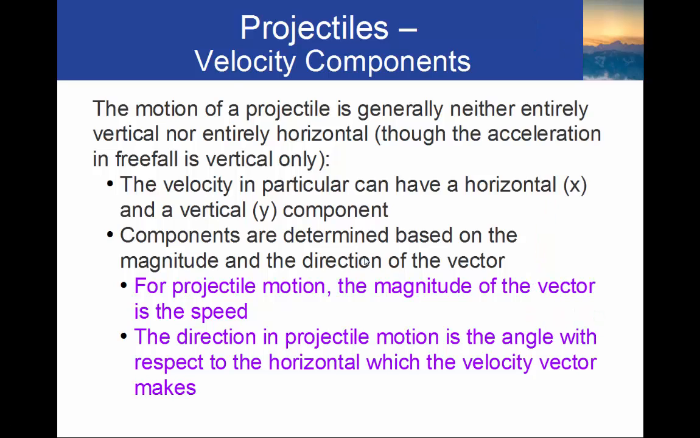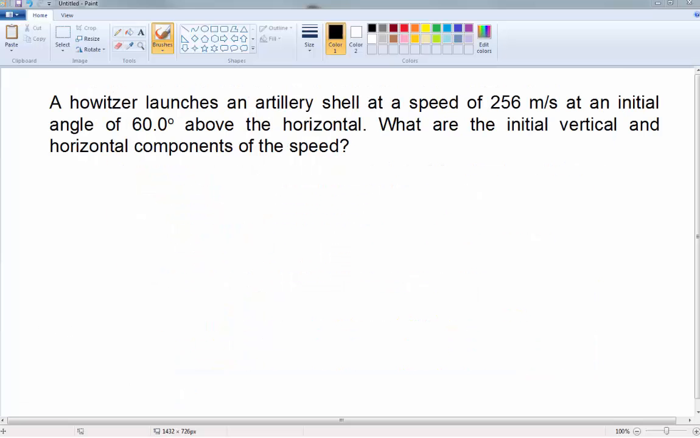So how do you find the velocity components? Well, basically what you do is break it into an X part and a Y part. You can do that by using the magnitude and direction of the vector that you're trying to break up, in this case the velocity vector. The magnitude of the velocity vector is just the speed. The direction is usually specified by your angle with respect to the horizontal.